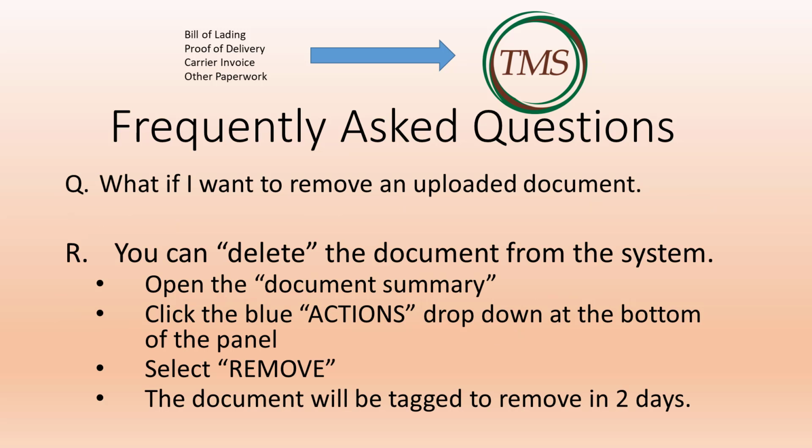If a document gets uploaded by mistake, it's easy to remove it. You can delete the document from the system as follows. Open the document summary, click the blue Actions drop-down at the bottom of the panel, select Remove, and the document will be tagged to remove in 2 days.